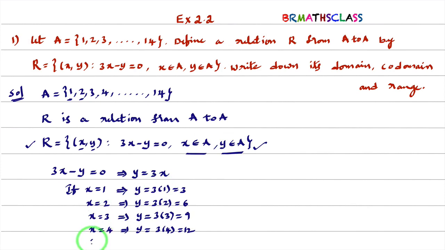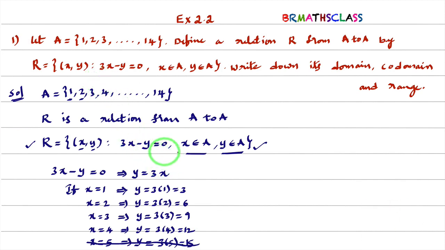Okay. Now, if I take x equal to 5, what is the y value? Y value is 3 into 5, that is 15. You check that 15 is there in set A. No, 15 is not there in set A. So you cannot take x equal to 5, because when we take x equal to 5, you are getting y value 15, and 15 is not in set A.